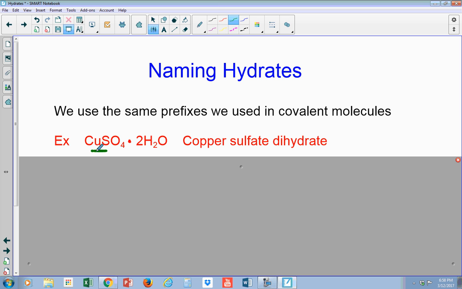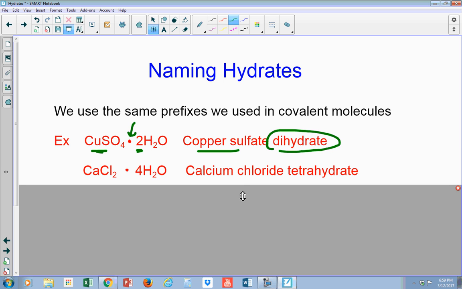This is just good old copper sulfate, but you can see that it's got two molecules of water as part of it. And you can see that we indicate this bond here by a little dot there. That's not quite as strong as a line would be, but indicates that there is a bond. So this is copper sulfate, right? But since it has two, we call it a dihydrate.